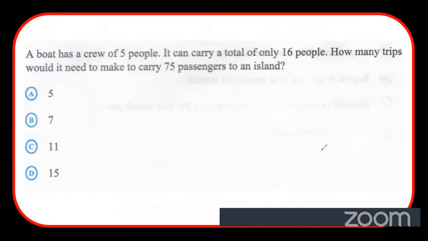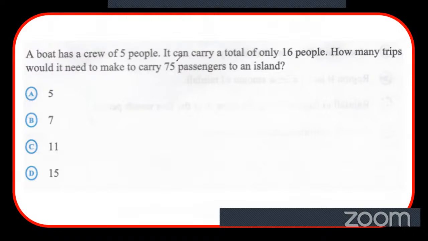All right, Anaya, you've got a real good point in there, and I love that. Let's talk about this all together. I want everyone to pitch in, share as well as we go through. So, if the boat has a crew of 5 people, every trip the boat makes, the 5 people have to be on it. So that means if the boat can carry only 16 people, 5 of those 16 people will have to be the crew. That means if there are 75 passengers that they're carrying to the island, each time only 11 of the passengers can travel.